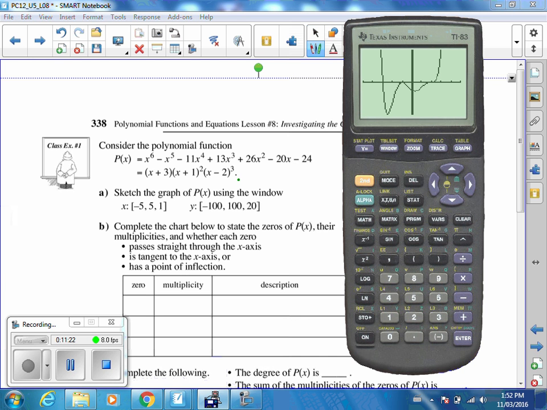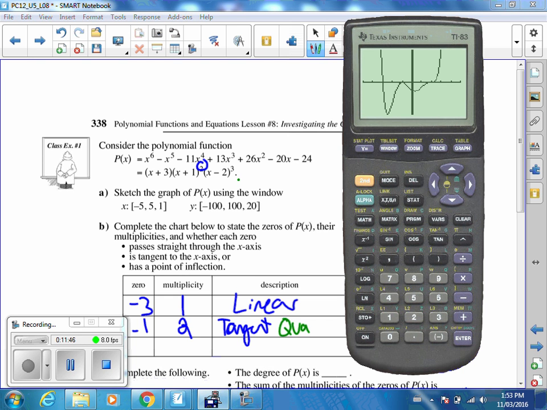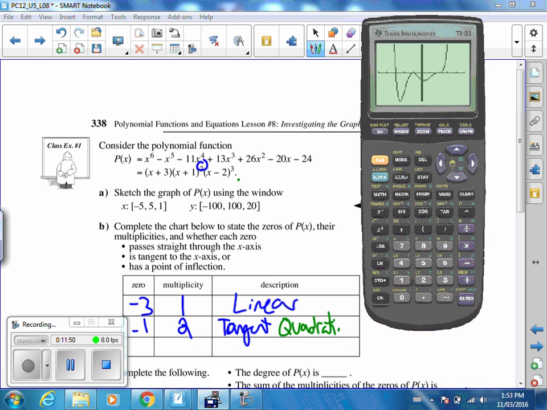So its first zero is at -3. Its multiplicity is 1, and it's a linear thing. It passes right through. The next zero is at -1. Its multiplicity is 2, because it got repeated twice. And the book wants us to use this tangent descriptor. I actually think it's a better descriptor to say it's a quadratic descriptor. It looks like a parabola at that point.